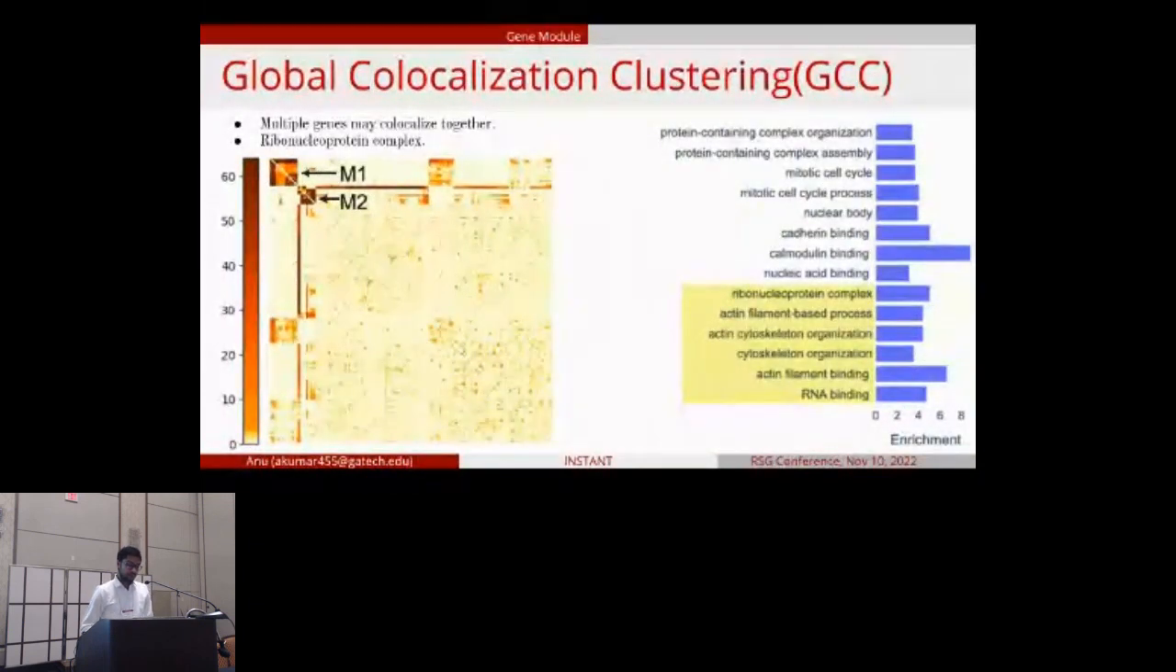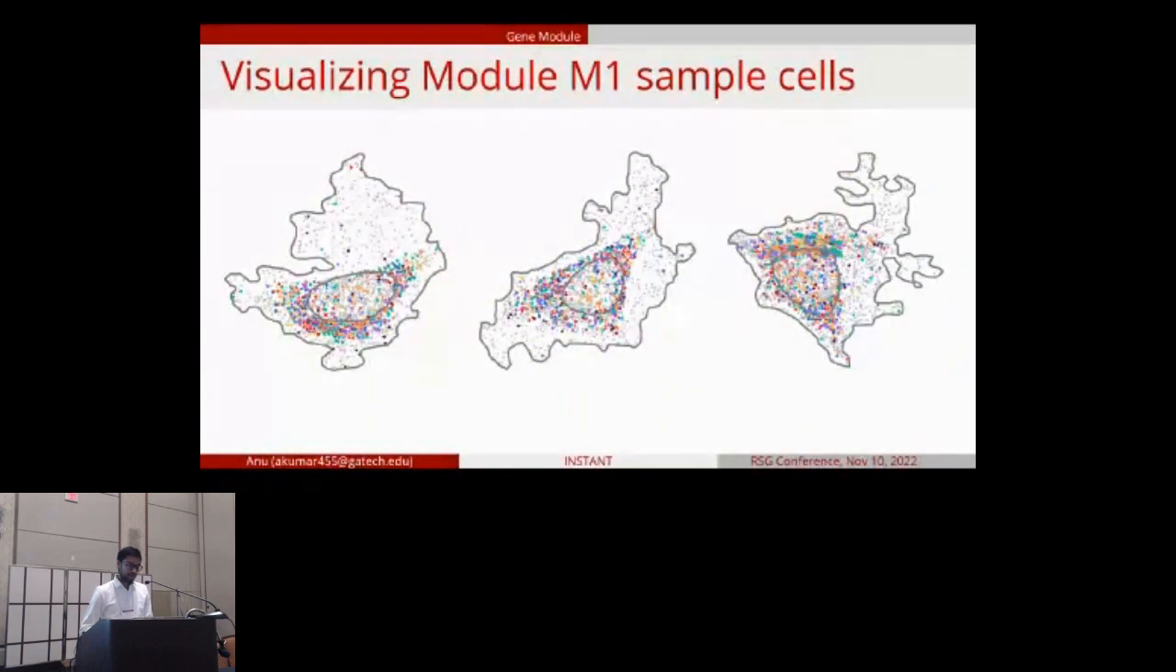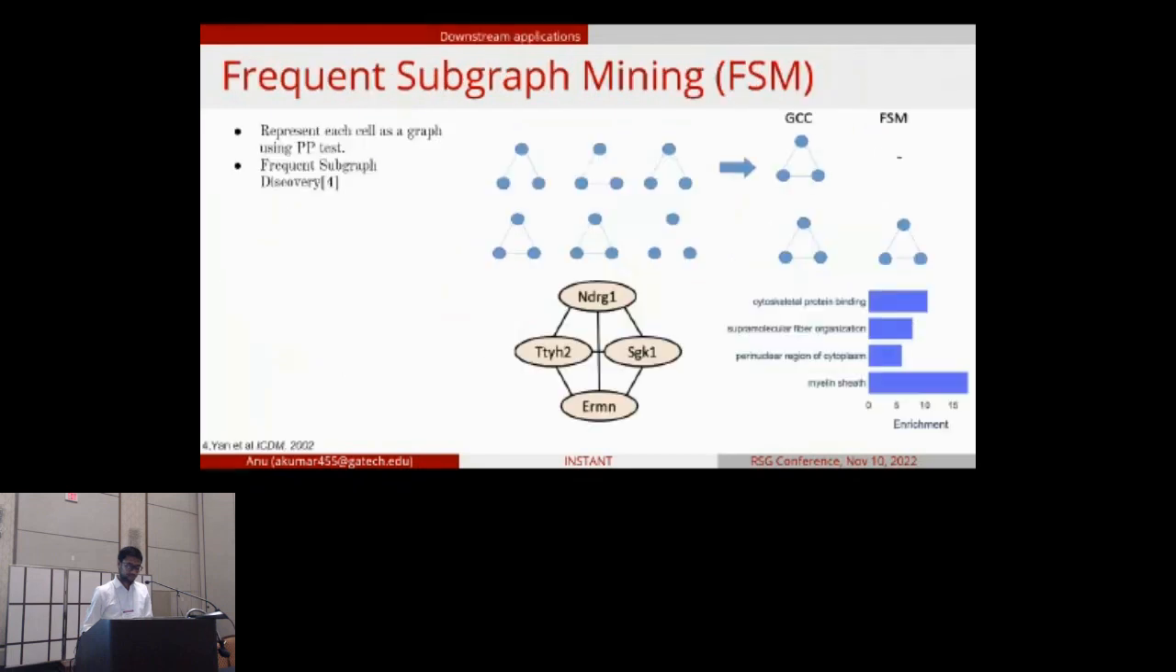We also developed 2 methods of finding if a cluster of genes co-localize together. First, we'll present our first method, called global co-localization clustering. It aims to find if multiple genes may co-localize together. We just do hierarchical clustering on our decolocalization map. Here you can see we have 2 modules. When we do GO enrichment analysis of module 1, we see terms related to RNA binding and cytoskeleton organization. And you can see a sample of 3 cells in which this module is co-localized. You can see this co-localization mainly happens in the perinuclear and cytoplasmic region.